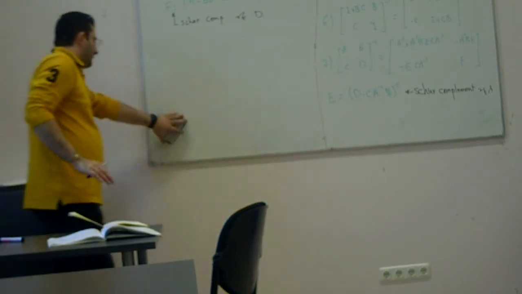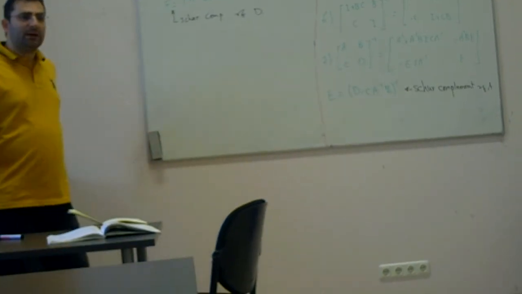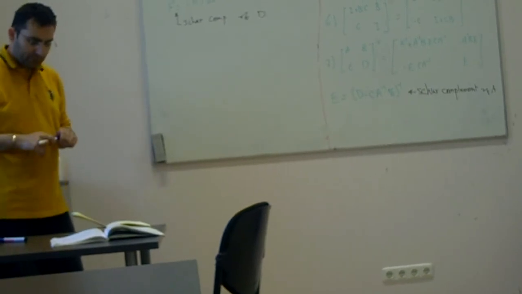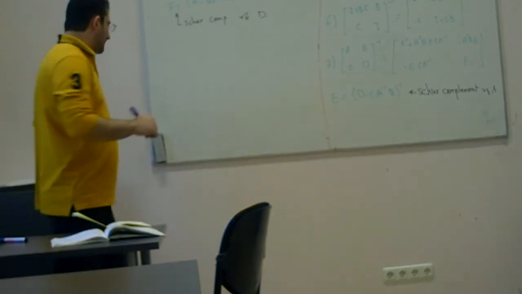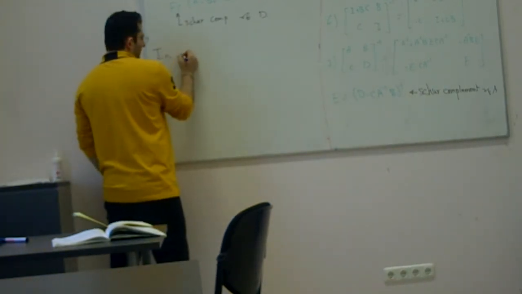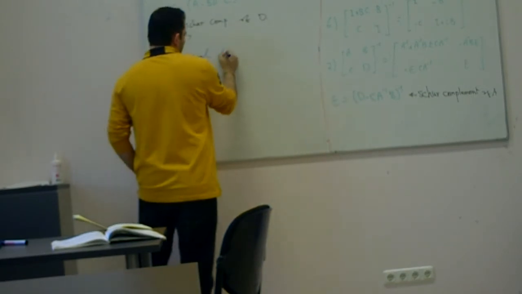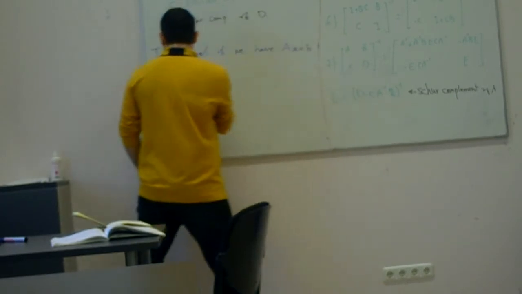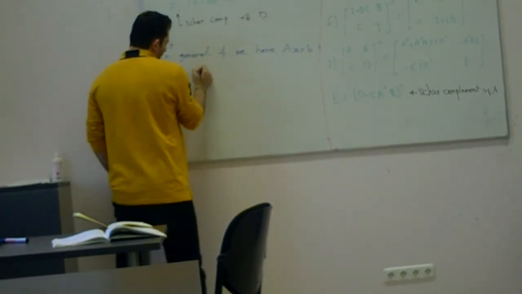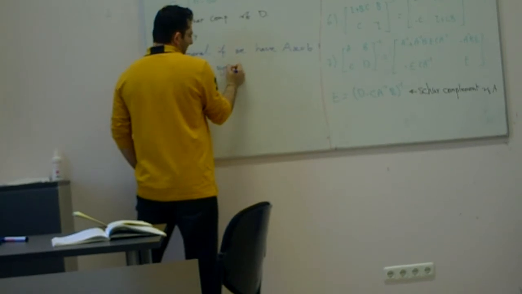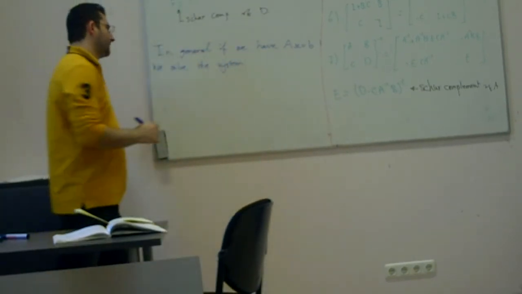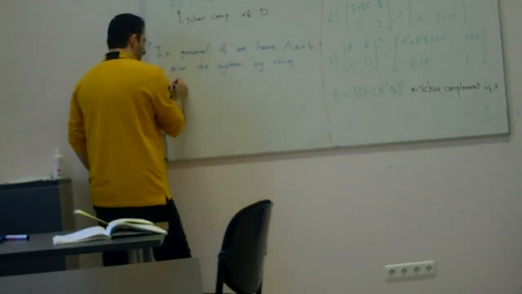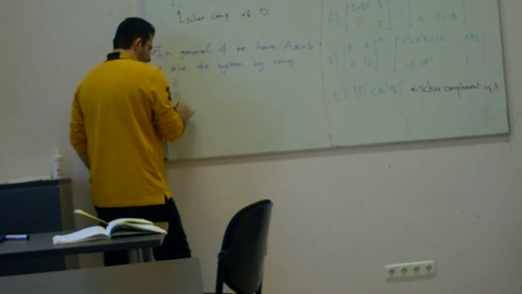Now, we will talk about something which is not in our book, but it plays a very important role in computer science. In general, if we have Ax = B, we solve the system, of course after we see that the solution exists, by using several well-known techniques.